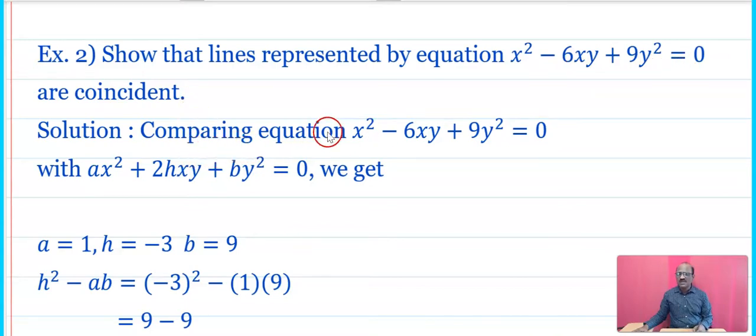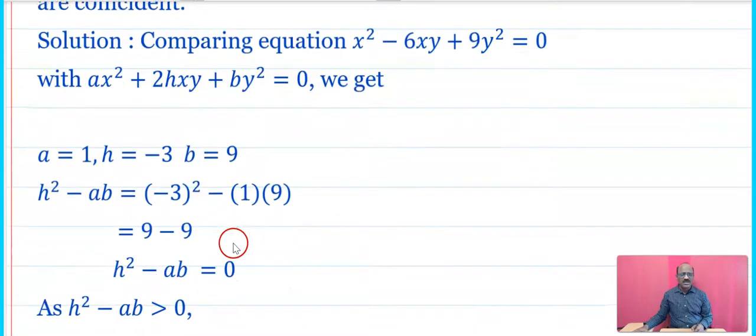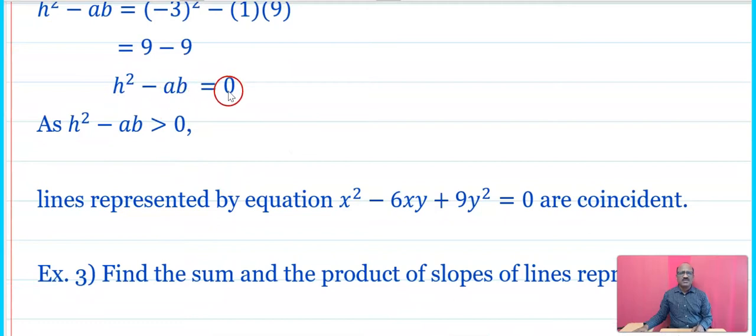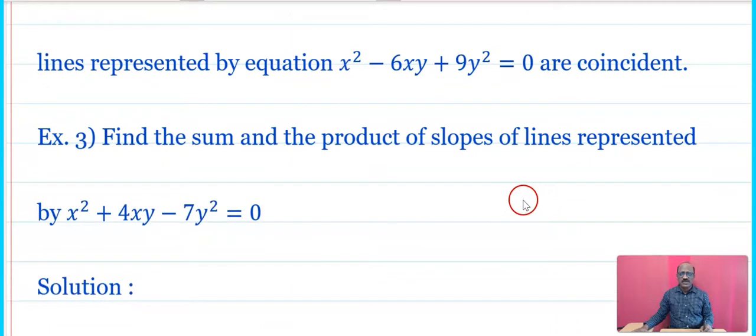Now comparing the equation x square minus 6xy plus 9y square is equal to 0 with ax square plus 2hxy plus by square is equal to 0, we get a is equal to 1, h is equal to minus 3, b is equal to 9. Again, h square minus ab is minus 3 square minus 1 into 9. Then you will get 9 minus 9, and that is equal to 0. Here h square minus ab is equal to 0, so the lines represented by the equation x square minus 6xy plus 9y square is equal to 0 are coincident.